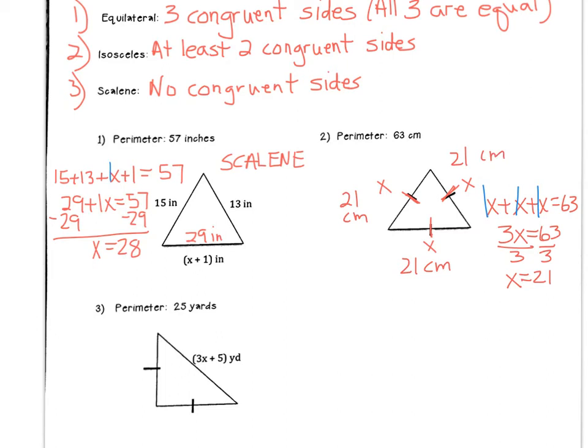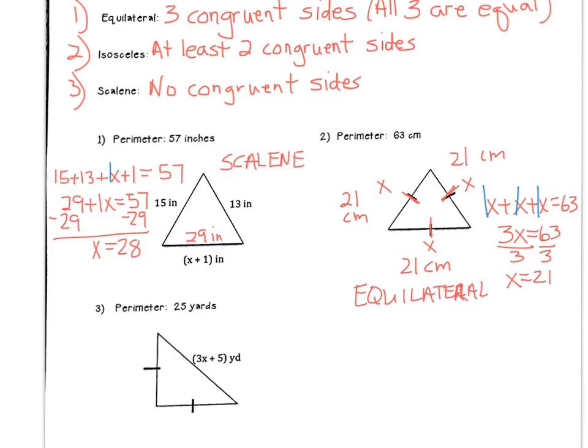All three are congruent. That's called an equiangular triangle, sorry, not equiangular, equilateral. Equilateral, because all the sides are the same. Equilateral, that's an R.